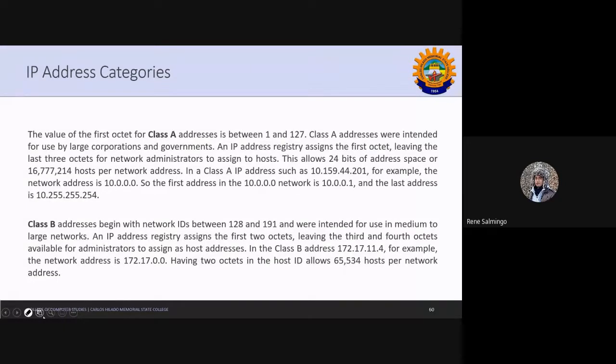The capacity of class A is about 16 million hosts. So you could host about 16 million in a network address. For example, 10.0.0.0, so you could host a lot of people there, and the last address would be 10.255.255.254.